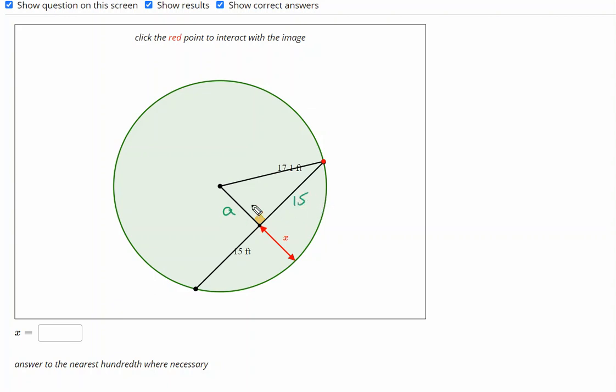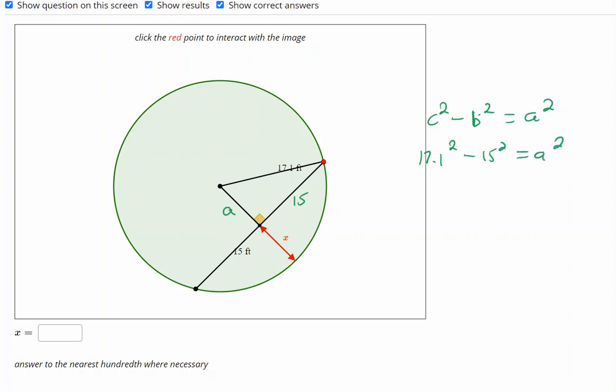So now let's figure out A. So A would be C squared plus B squared? Minus. Yeah, minus B squared. So minus 15, B squared. You were adding, yeah, common mistake. Okay, so then C squared, so that's 17.1 squared, minus 15 squared is equal to A squared.